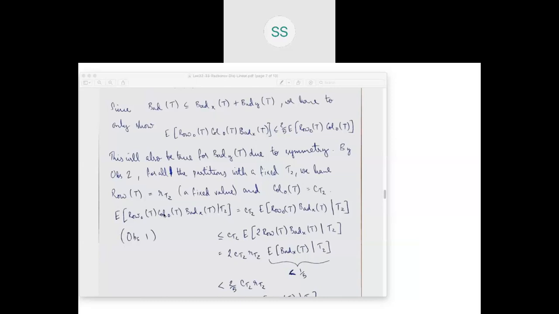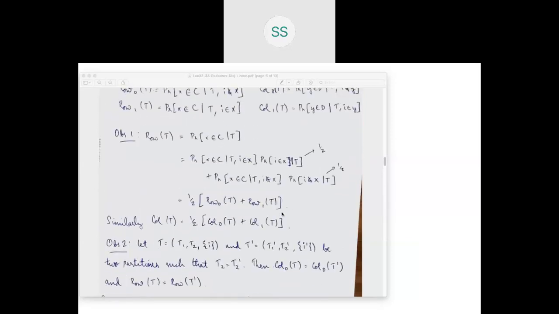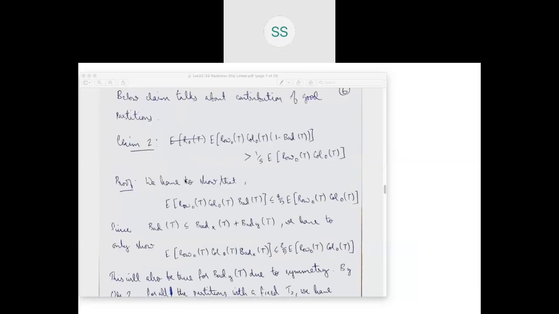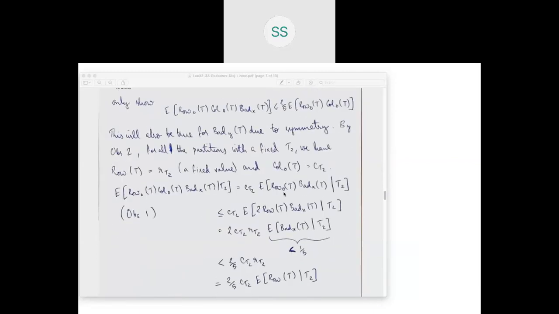Okay, so now this is a constant for all the partitions with T2 fixed, column 0T is a constant. So we take out column 0T as a constant CT2, and then we have this. And now observation 1 says this, right? Row T is half of row 0T plus row 1T. So now we can easily infer that row 0T is less than or equal to twice row T. And that's what we are going to use here. Row 0T is less than or equal to twice row T. This follows from observation 1.